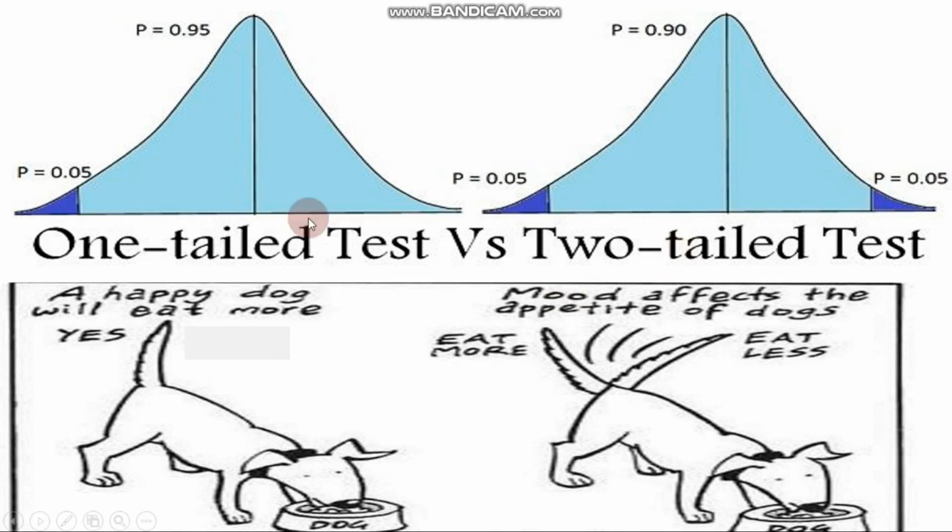So one more example is a happy dog will eat more. The answer is yes. So here it has one direction. Another one is mood affects the appetite of dogs. So based on mood, the eating habit of the dog will change. Sometimes it eats more, sometimes it eats less. So this is the example for a non-directional hypothesis.